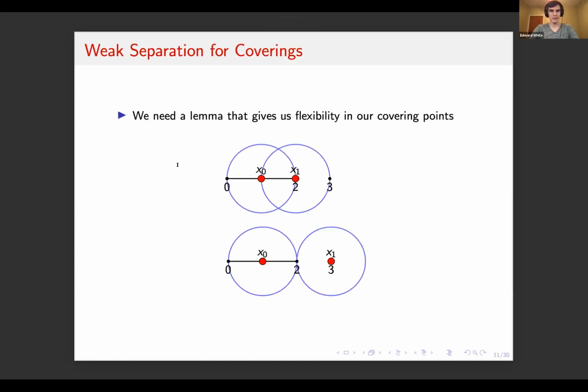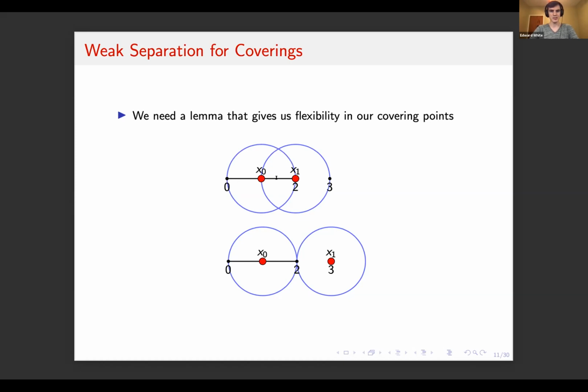Okay, so our first lemma, we titled it similarly to an analogous result for polarization, is weak separations. This lemma is essentially encapsulated by this cute little drawing that I have. I have a set which is compact. It's the interval from 0 to 2 and the point at 3. I've taken this set and covered it by exactly 2 points, the point x0 and the point x1.